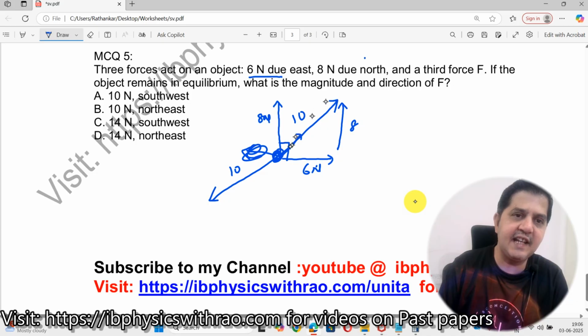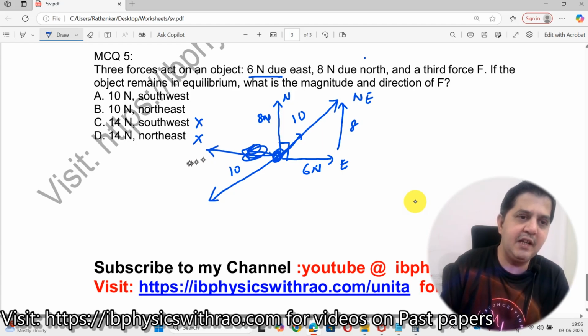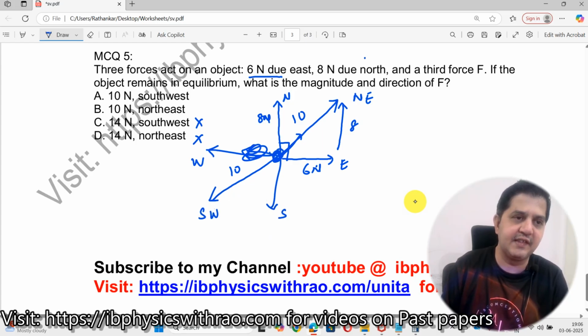Now what is this direction? See, there are 10 Newtons over here. Now what is this direction? If this is east and this is north, this should be northeast. If this is east, this should be west, and this is south. What should this direction be? Between these two, it should be southwest. So therefore it should be 10 Newton southwest. So the answer is A over here.